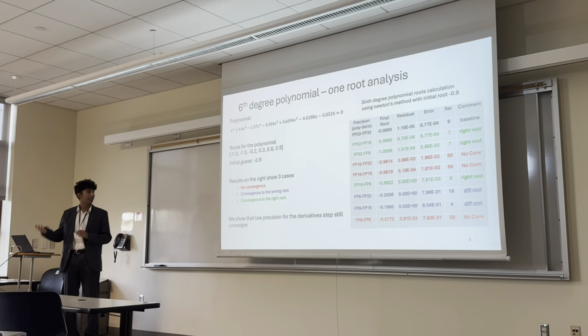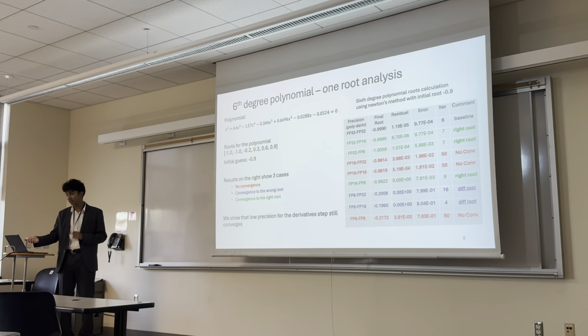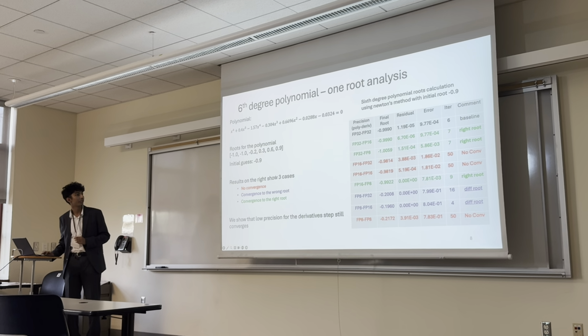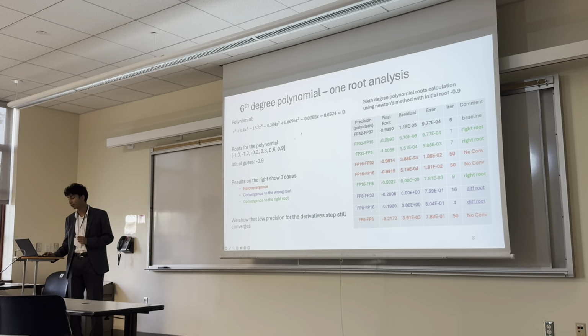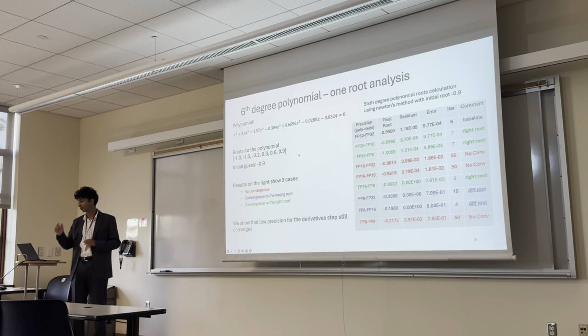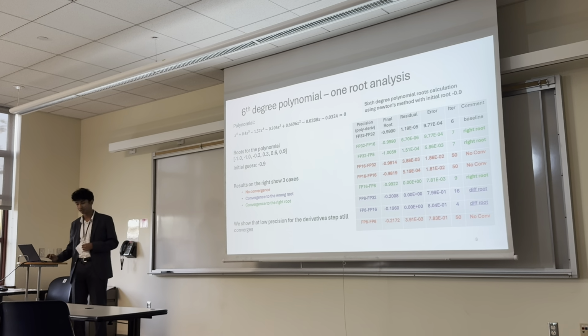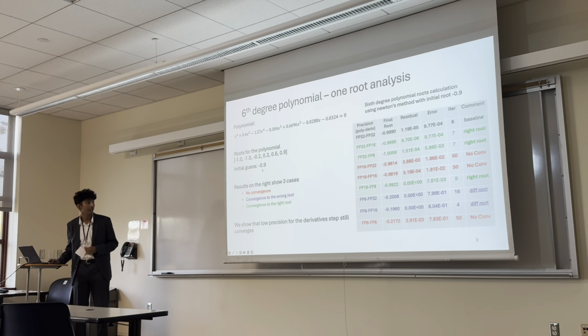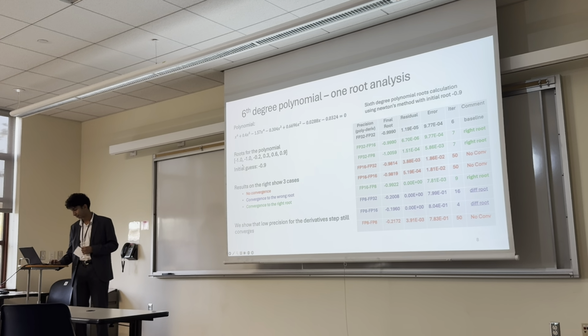So what we did is we first chose these 6 roots, as you can see over here, and from these roots we created the polynomial above. The table on the right is a summarization of one root, which had an initial guess of minus 0.9, and then the final root being minus 1.